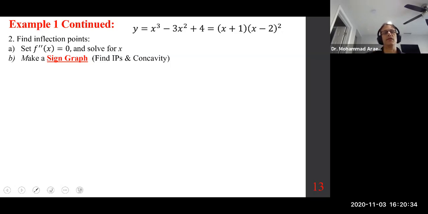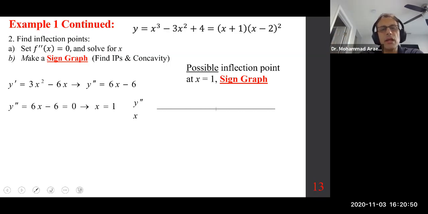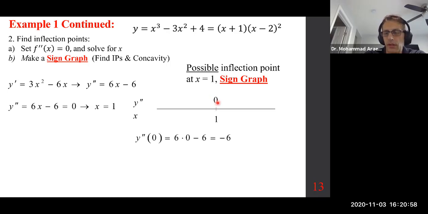But what is the test of concavity? It helps us find the inflection point. We already have f double prime, and we are going to set that equal to 0. And x gives us 1, and we do the sign graph on that. So you put x equals 1 here, y double prime becomes 0. Now to the left of 1, you can pick a test point. The easiest one would be 0. Then you plug it into this. I hope you see that if you plug in 0, this makes it negative.